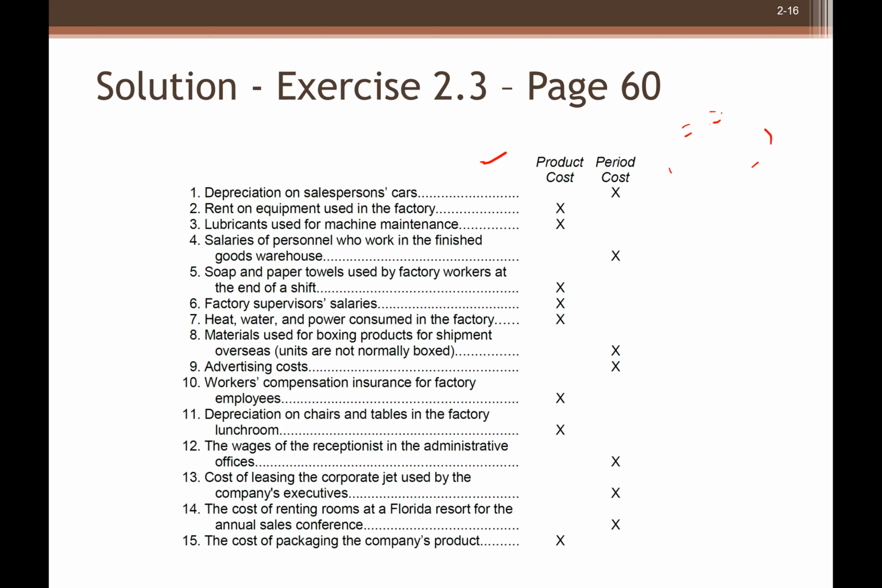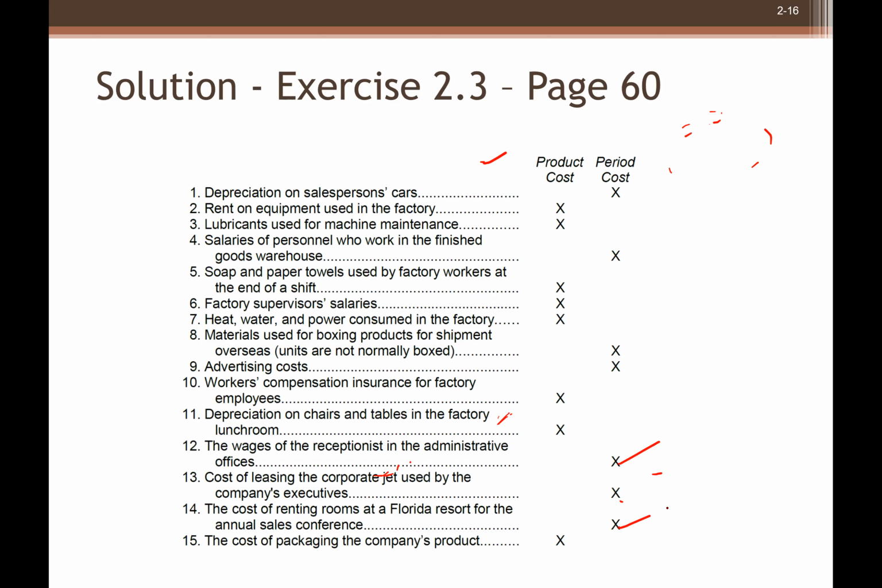Soap and paper towels used by factory workers, product cost. Factory supervisor salary, product cost. Heating, water, and power in the factory, product cost. Materials used for boxing products for shipment, of course, period cost. Advertising, period cost. Compensation insurance for factory employees, product cost. Depreciation on chairs and tables of the factory lunchroom, of course, product cost. Wages of receptionist in the administrative office, period cost. Cost of leasing a corporate jet used by company executives, of course, period cost. Cost of renting rooms at a Florida resort for the annual sales conference, period cost.